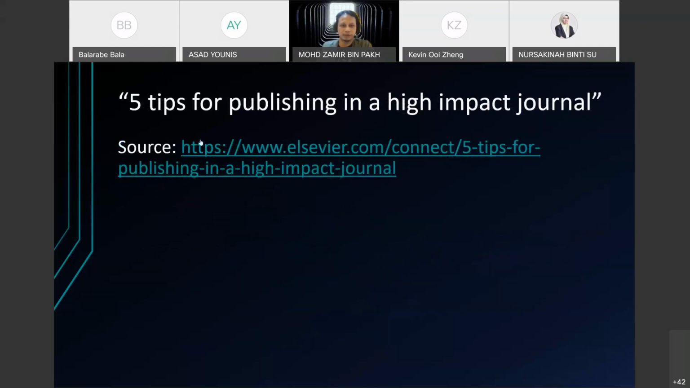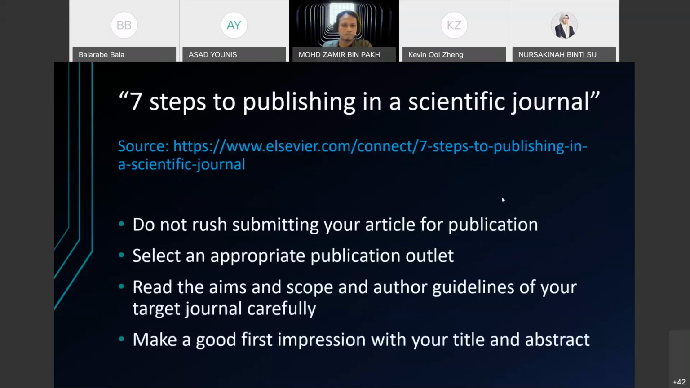I'm just going to skip these 5 tips. There are a few more tips I'm going to go through later on in how do you write the paper. But let's go through important tips published by this one by Zamir.